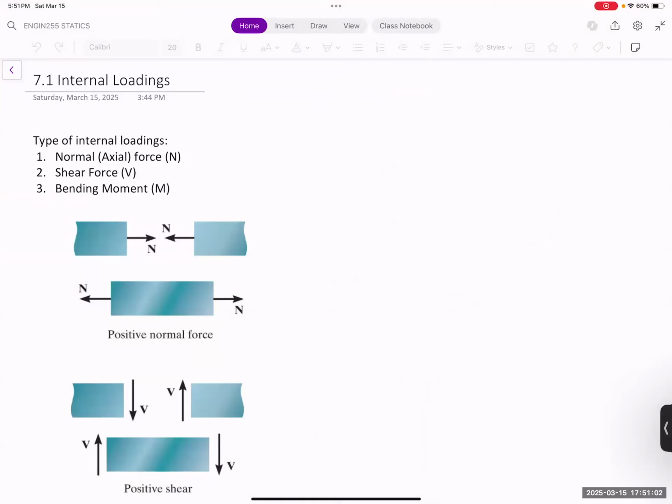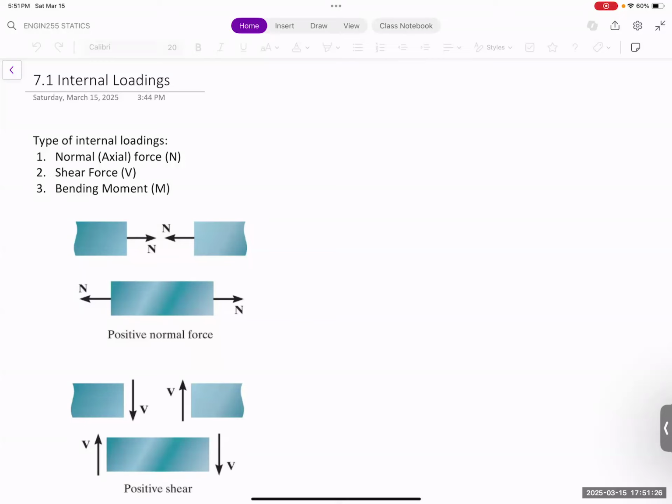Okay, welcome to Engineering 255. This is the second video of chapter 7. In this video, we're going to revisit the ideas of chapter 7, and we're going to use some examples to explain what you need to do for the calculation in this chapter. The topic for this chapter is internal loadings.